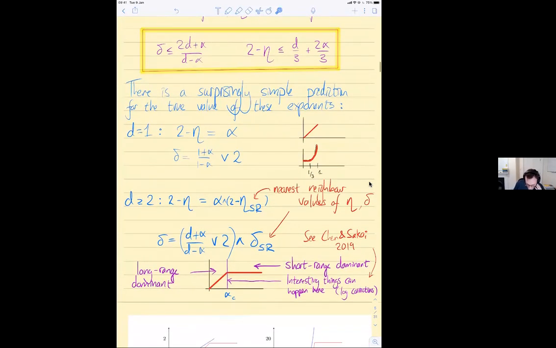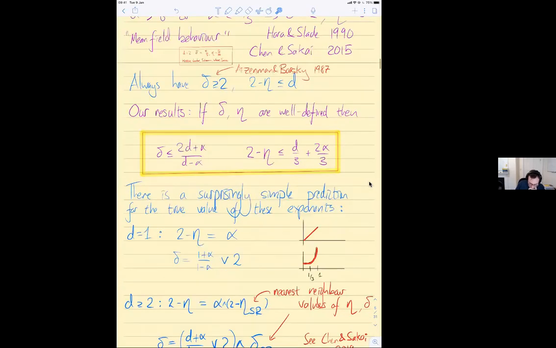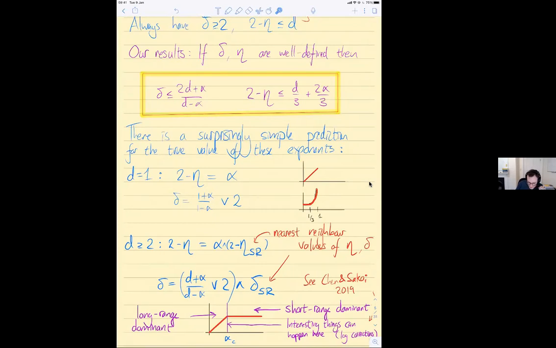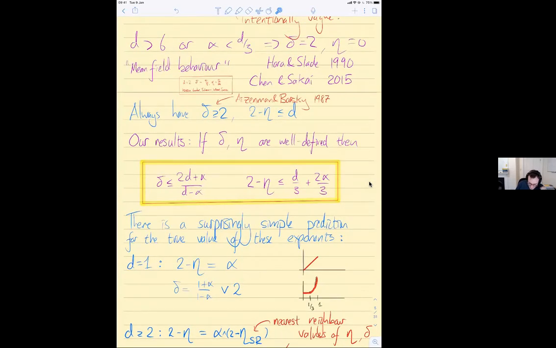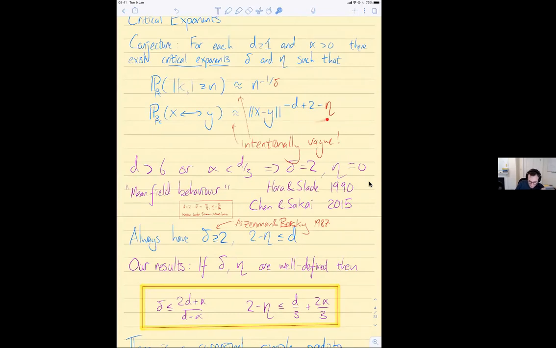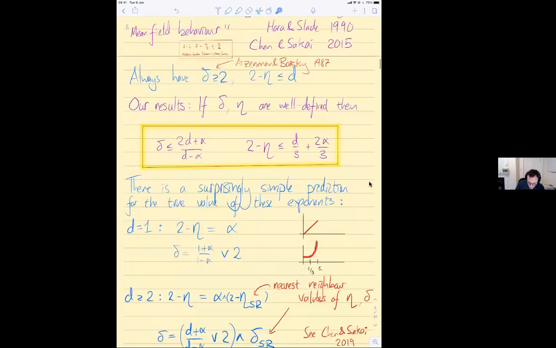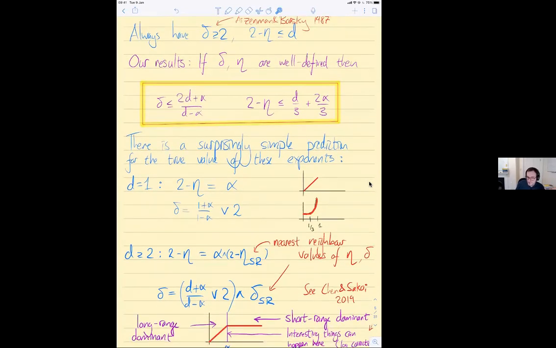So to give you some more context, in the physics literature, there's actually a surprisingly simple prediction for how these exponents should behave. But first of all, let's suppose we're in 1 dimension. Then the prediction is that when you do long-range percolation, this 2 minus eta, which is describing this correction to the decay of the 2-point function, should always be given by alpha exactly. Okay, so this is an extremely simple prediction.